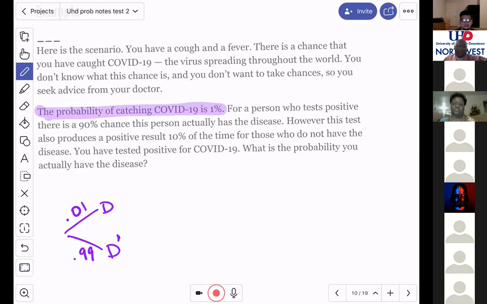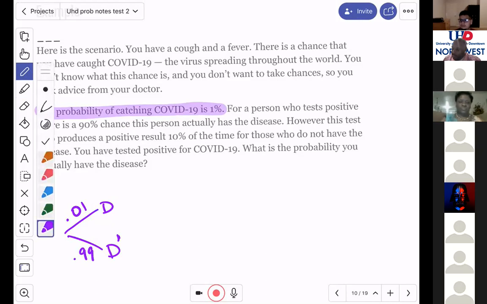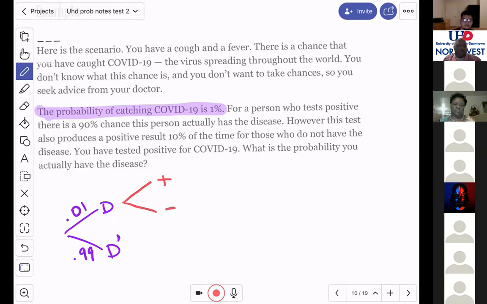Next thing. Now, if you have the disease and you take a test, you can either test positive or negative. If you have the disease, what's the probability you test positive? 90%. Which means what percentage of people won't test positive and have the disease? 10%.